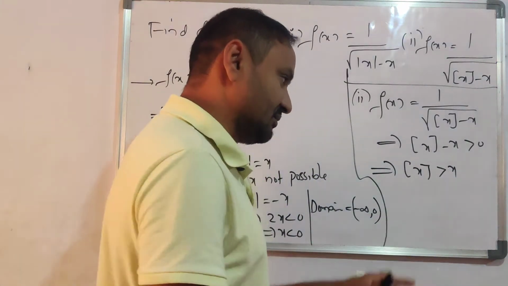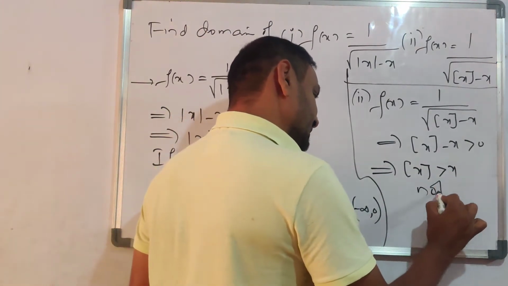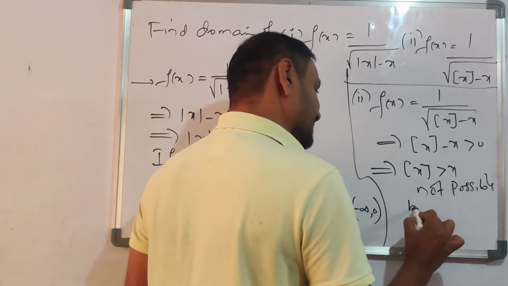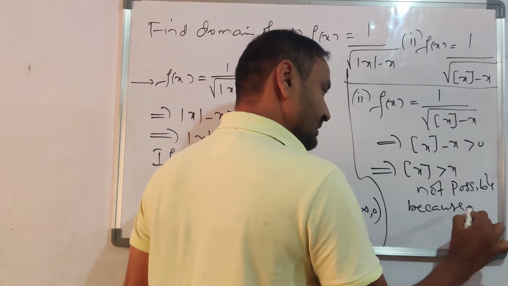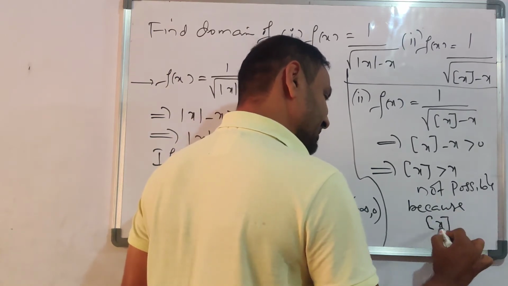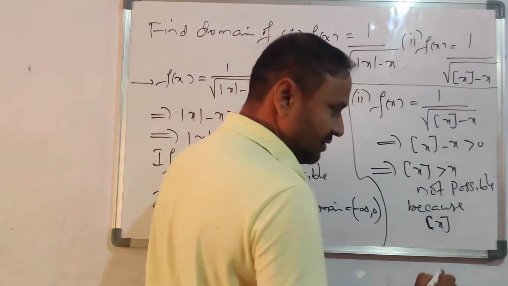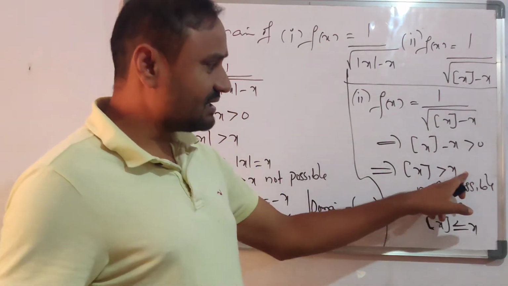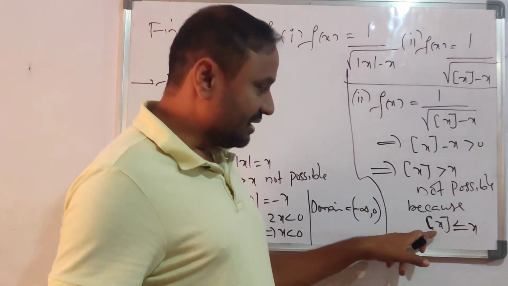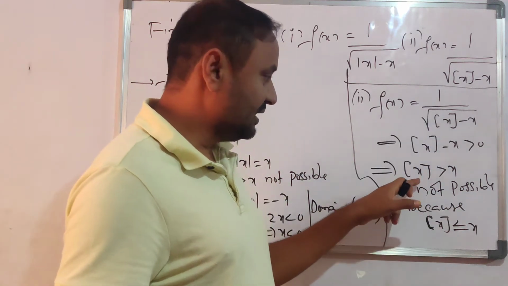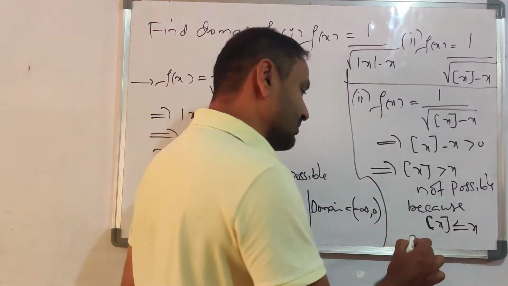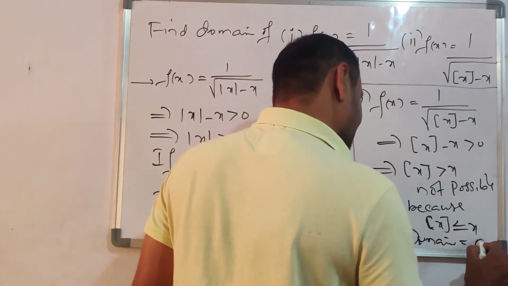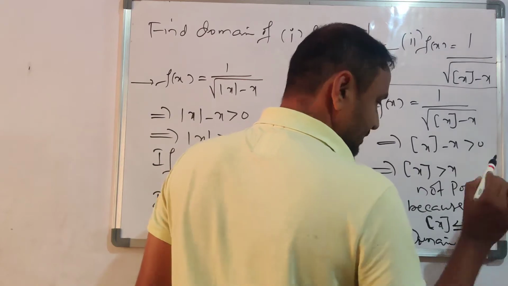Here also not possible, because step x, by the definition of step x, is always less than or equal to x. But here we got step x greater than x. So here not possible. Therefore the domain is equal to phi, the null set.